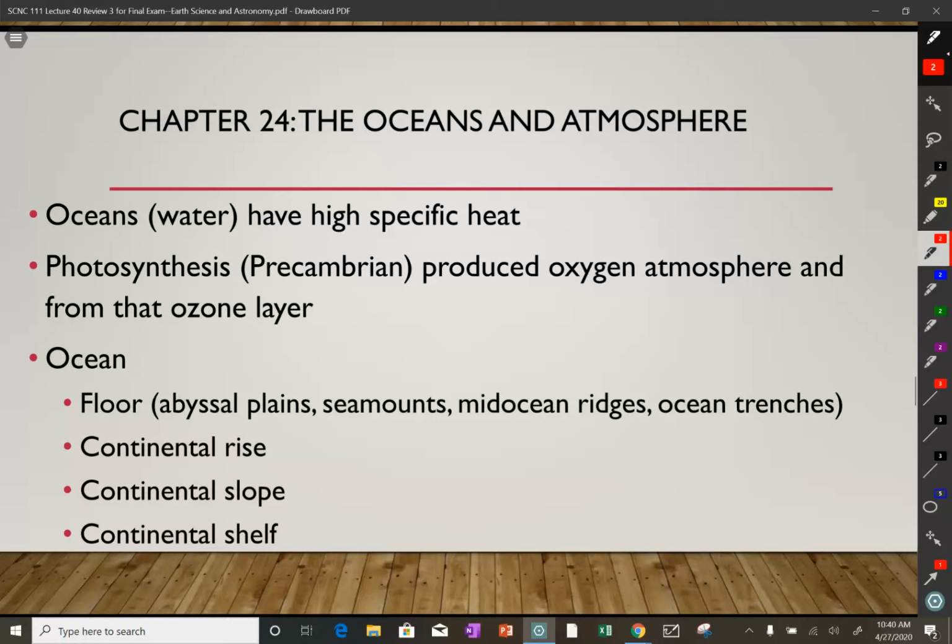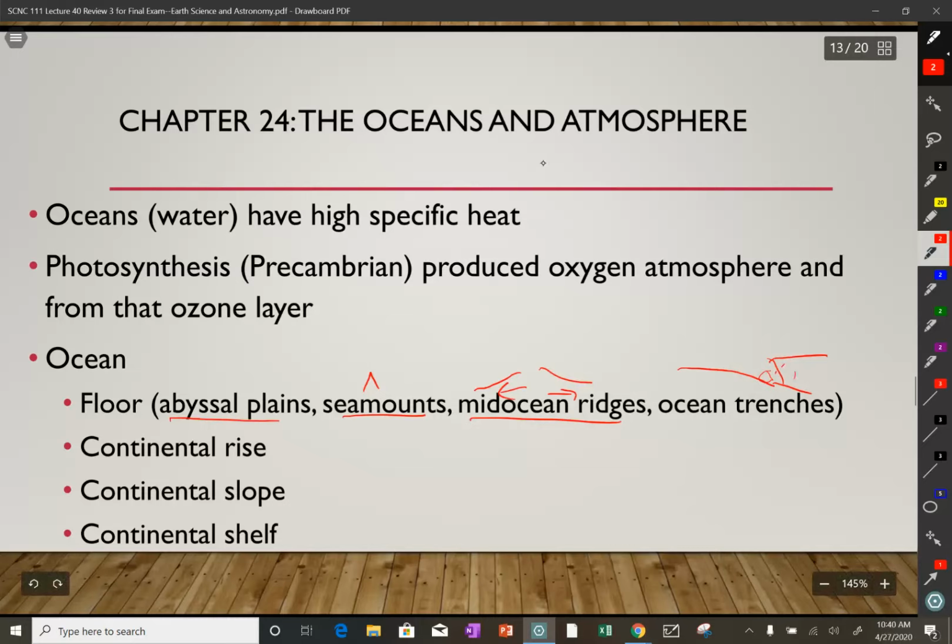I'm sure there's a slide coming up with all of that, but just get it out of the way. The ocean, you should know these pieces of the ocean. The ocean floor has the abyssal plains, seamounts, little volcanoes, the mid-ocean ridges that I already talked about, the places where we have the rift zones, and ocean trenches, which are at the edges where we have subduction and it creates a trench where it's sliding under.